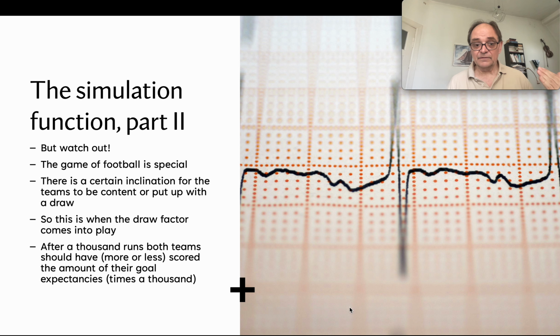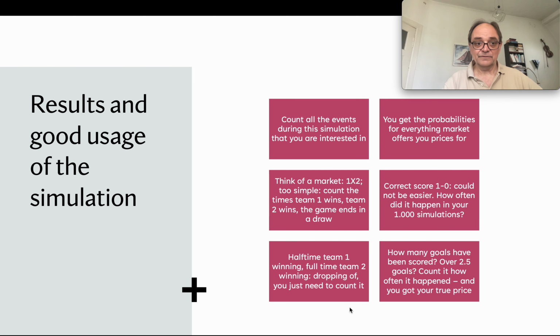After 1,000 runs, both teams should have, more or less, because it's a simulation and you can't guarantee it, scored the amount of their goal expectancies times 1,000. So if I expect 1.6 and 1.2 for the other side, then I should have 1,600 and 1,200 for both sides, although I have to care for those special things. But all of this is done, so it works.